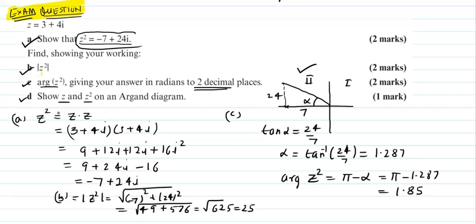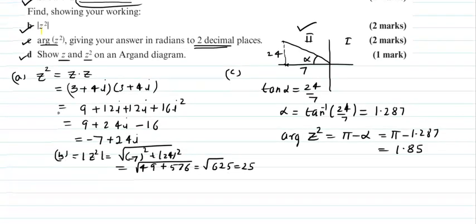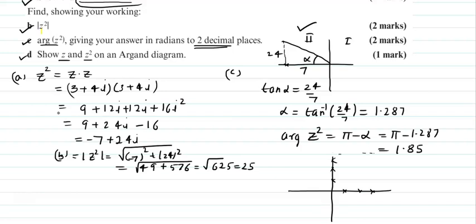Now, last part, so A done, B done, C done, and D. Show Z and Z square on the Argand diagram. So our Z value is 3 plus 4i, you can show it. So this is your 1, 2, and 3, and 4i. Let's take 1, 2, 3, and 4. So it should be somewhere here. That should be your Z, 3 plus 4i.